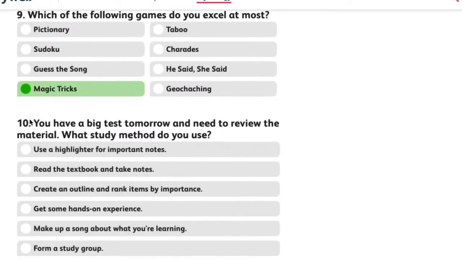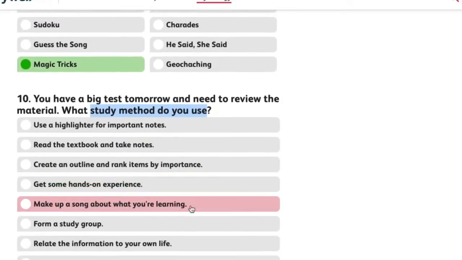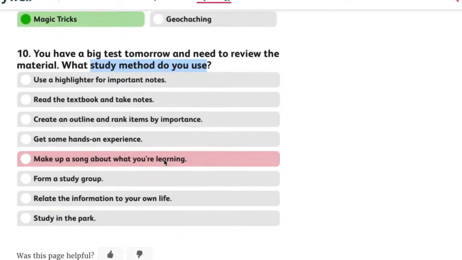Last question. You have a big test tomorrow and you need to review. What is the study method you use? Use a highlighter? No. Read the textbook and take notes? Maybe. Create an outline and rank by importance? Very possibly, yes. Get some hands-on experience? That's good, but not the day before. Make a song? Ooh, possibly. Form a study group? No, not the day before. No time. Relate the information to your life? Yes. Exactly. That's what I would do. I would take the thing I'm learning and relate it to my own life. That makes for deep learning. Study in the park? Well, if it's sunny, maybe. I'm going to put relate.